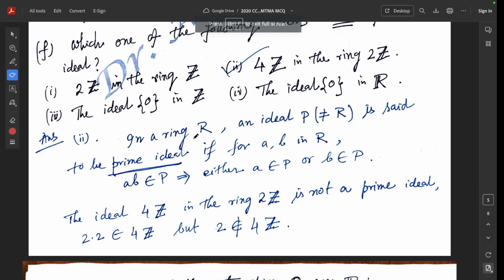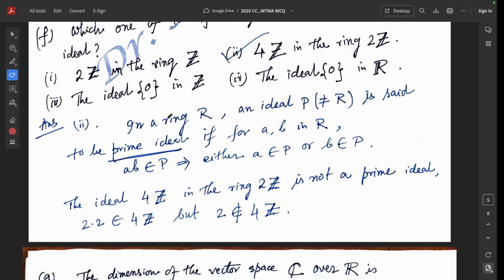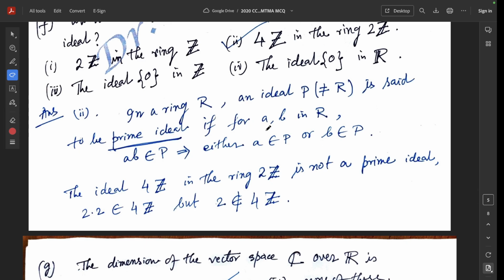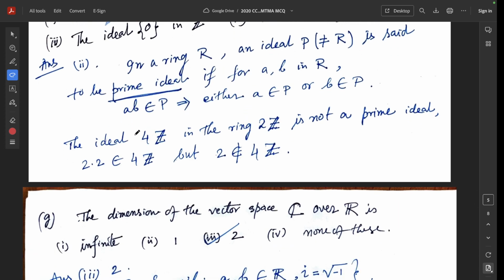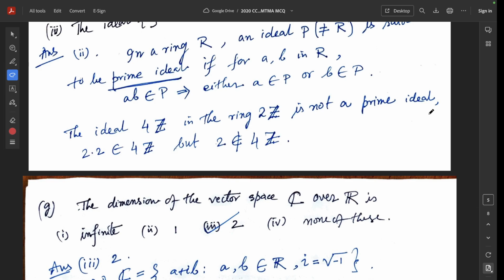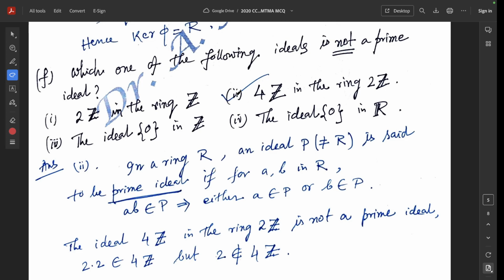In a ring R, an ideal P not equal to R is said to be a prime ideal if for A, B belonging to R, AB belonging to P implies either A belongs to P or B belongs to P. This is the definition of a prime ideal. The ideal 4Z, where Z is the set of all integers, in the ring 2Z is not a prime ideal because 2 into 2 belongs to 4Z, but 2 does not belong to 4Z. So this correct option is true.